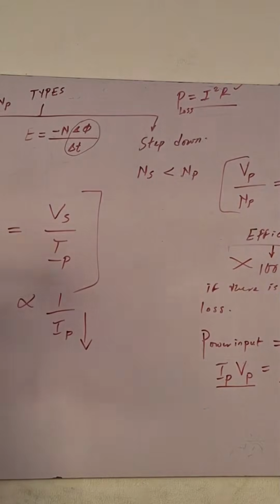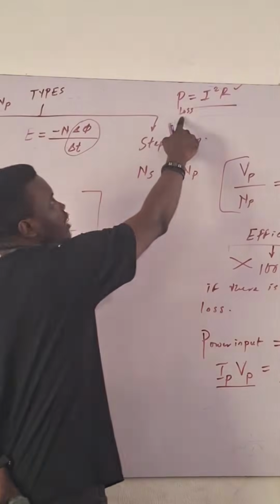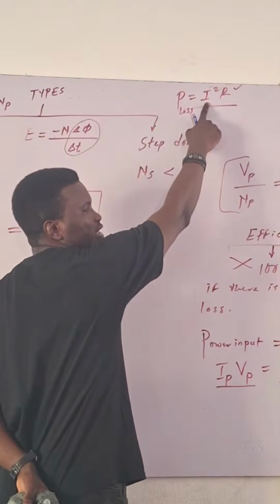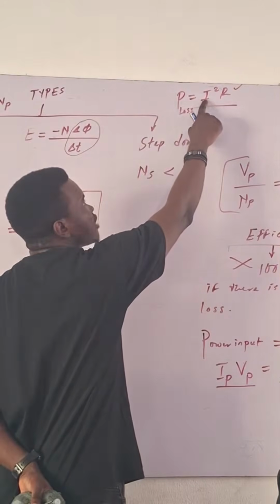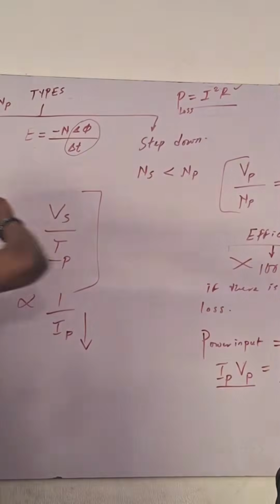Now, I want to send voltage from the power station to town. If I want to reduce power loss, then I have to reduce the current. If I send it at high current, there will be great loss in power.